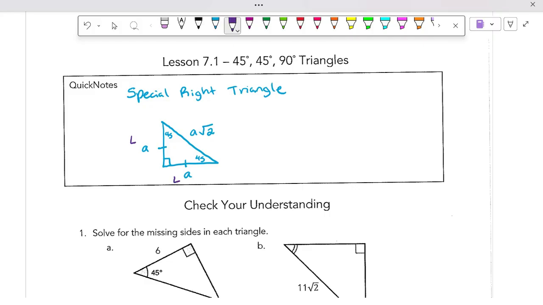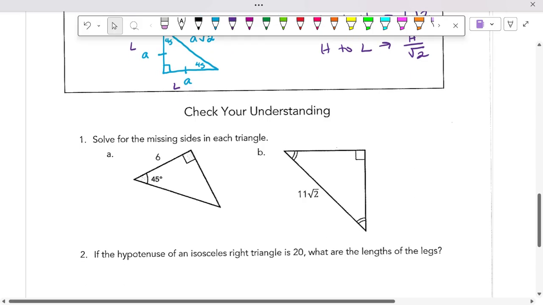So this would be your leg, your hypotenuse. So again, if you're going from leg to hypotenuse, you would multiply your leg by the square root of 2. To go from hypotenuse to your leg, you would divide your hypotenuse by the square root of 2. All right.